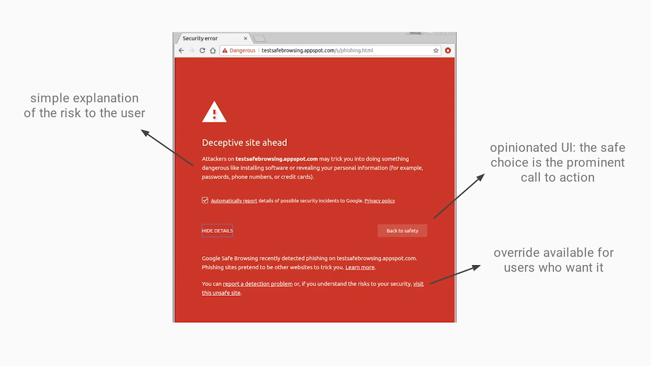I want to highlight that we do extensive research when implementing any new security UI or when we're changing existing UI that's security sensitive, to make sure that we're providing the right information to users. And in the case where we're using opinionated UI, we also do research to make sure that this is having the effect that we expect, as opposed to the opposite effect or no effect at all.